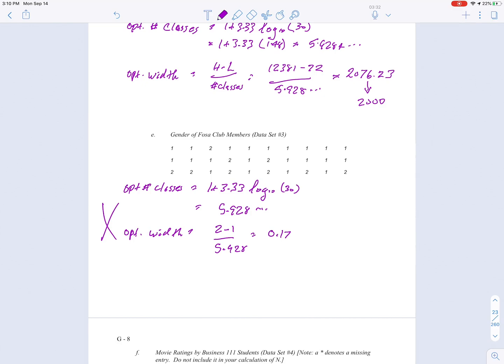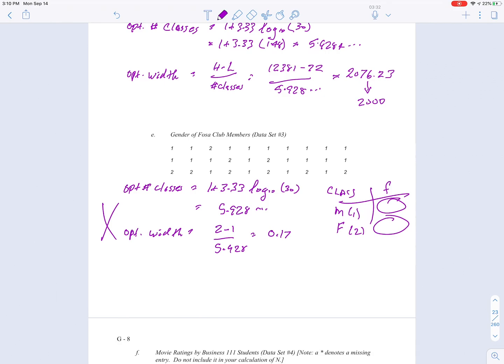Why wouldn't you just simply do it this way? Here's your class. How many males do we got? How many females? So the males are 1 and the females are 2. And then what are their frequencies? And then you would put a number for each one. That's exactly what you would do.